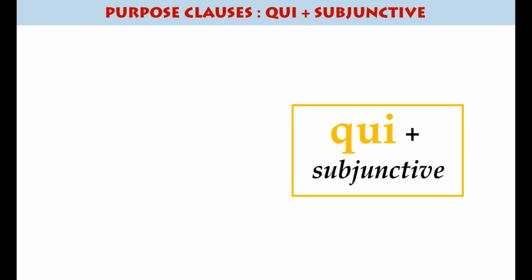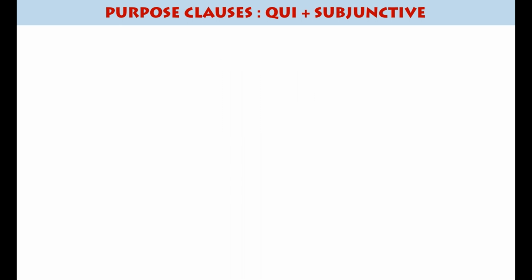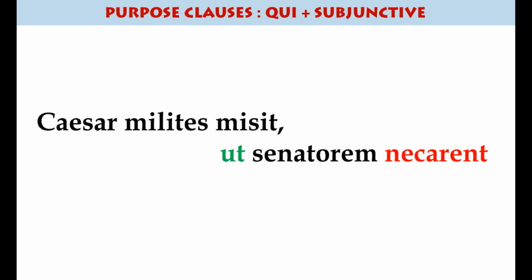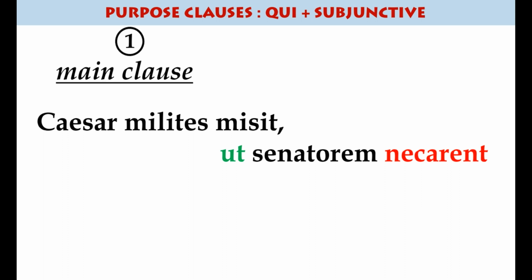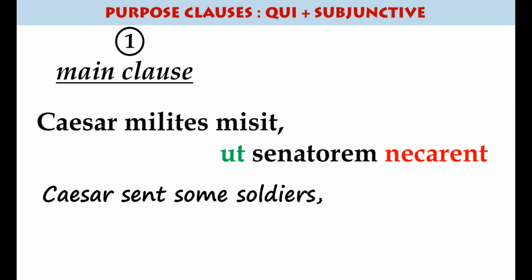This particular way of making a purpose clause is by using the word qui and then following it with a subjunctive. Now, if you have seen my other video with ut and the subjunctive, then this kind of sentence ought to look familiar to you. Here we are. Caesar sent some soldiers in order that they kill the senator. And so you've got two halves here for the purpose clause. Remember, a purpose clause involves a sentence with two sections, two parts. A main clause, Caesar sent some soldiers. That's pretty straightforward. That's what he did. That's the basic factual element. And then you've got a second half which explains why, or what the purpose was. Why did he send these soldiers? In order to kill the senator.